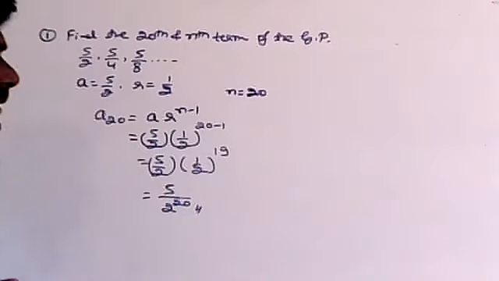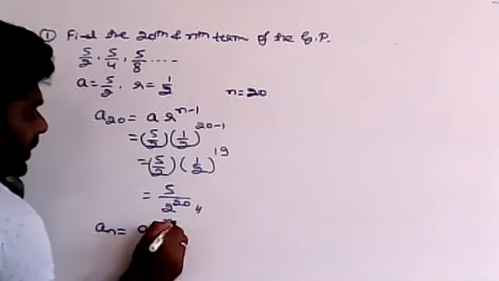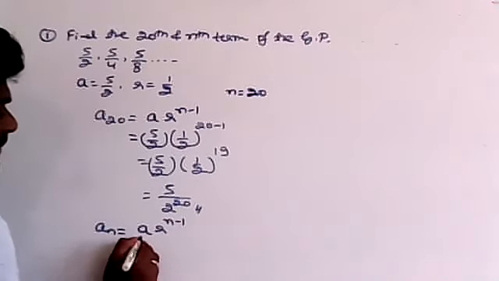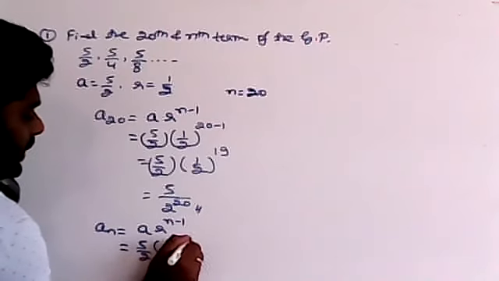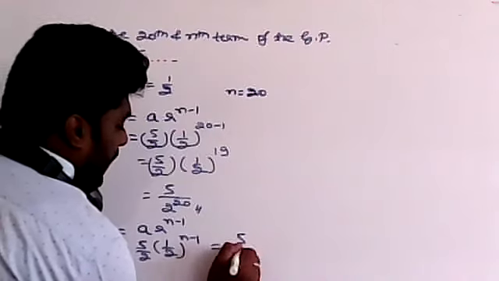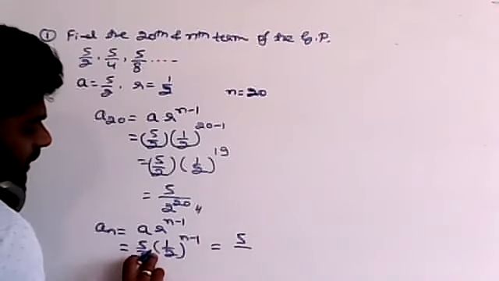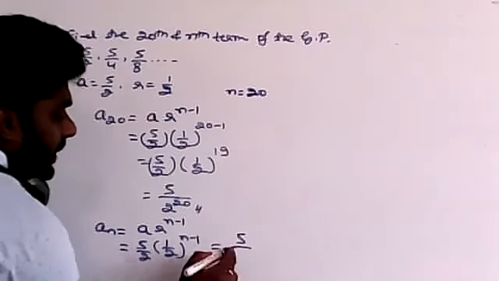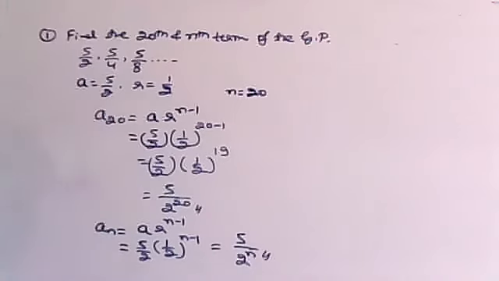So tell me the nth term. What is An equal to then? A into R to the power of n minus 1, no? So the nth term: A is 5 by 2, and this is 1 by 2 to the power of n minus 1. So what is the answer here? Yes, good. The answer is 5 over 2 to the power of 1 times 2 to the power of n minus 1. So the 1 and minus 1 cancel, and remaining is 2 to the power of n. Correct?